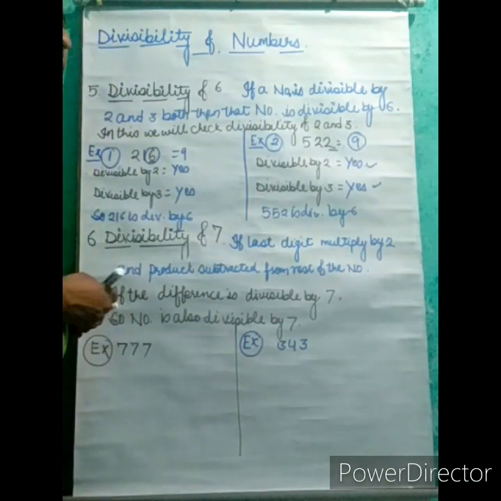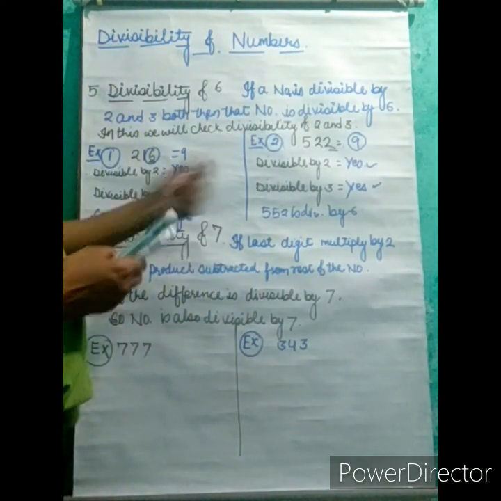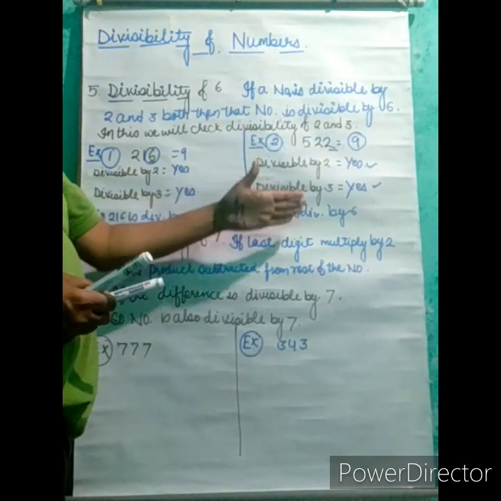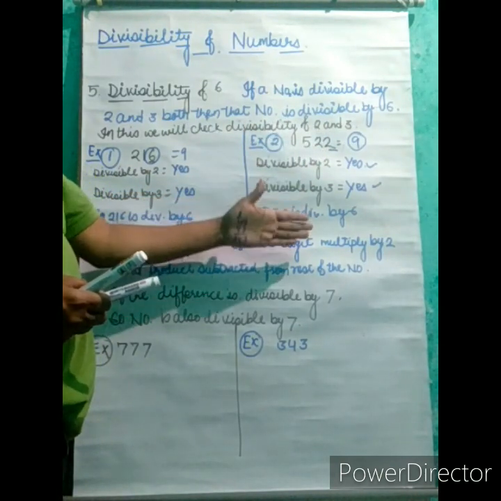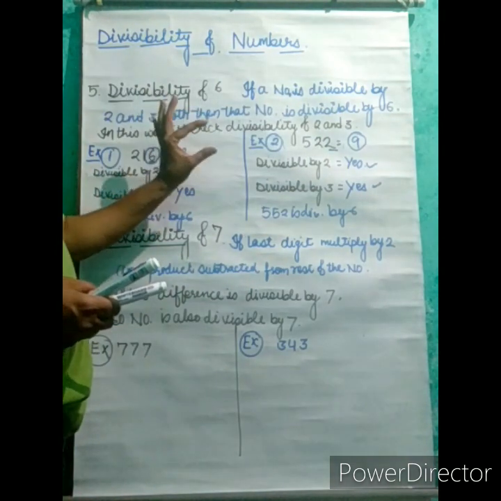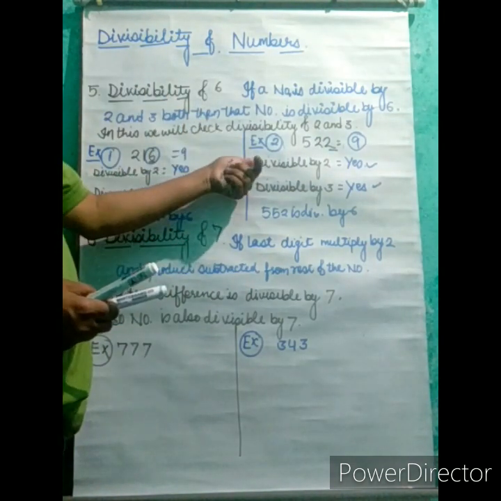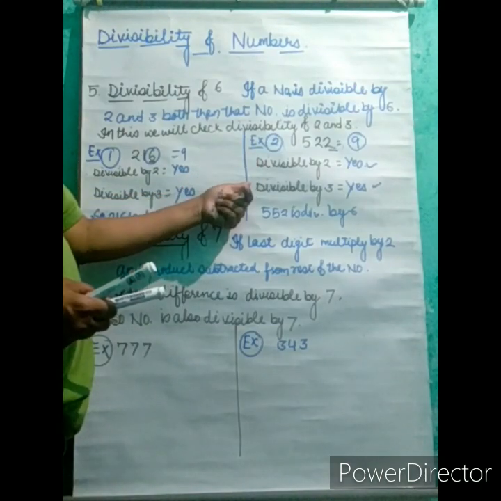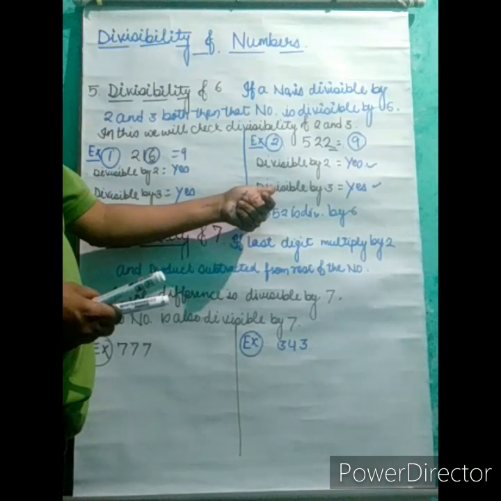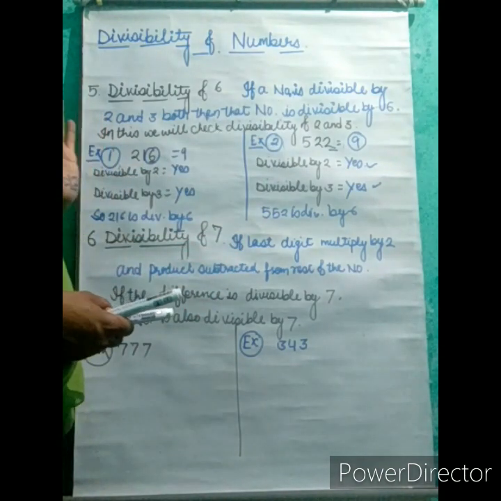But one thing we have to remember: if any given number is not divisible by 2 or 3, then that number will not be divisible by 6. What is important is that divisibility should be clear for both, or we can say yes for both. If any one of them says no, it means that number will not be divisible by 6.